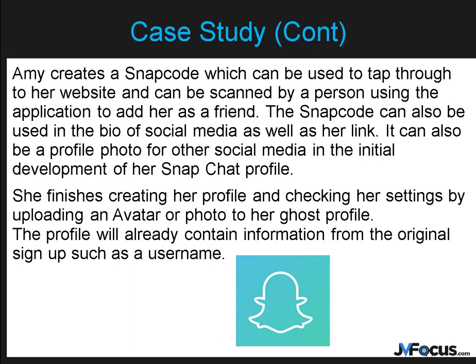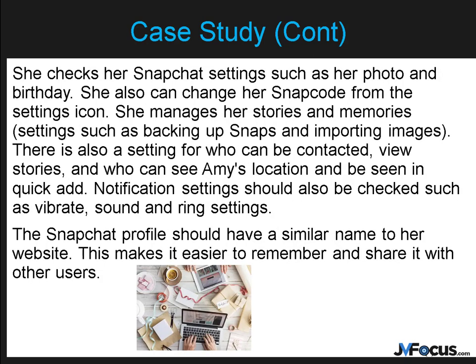She finishes creating her profile and checking her settings by uploading an avatar or photo to her ghost profile. The profile will already contain information from the original sign-up, such as a username. She checks her Snapchat settings such as her photo and birthday. She can change her snap code from the settings icon. She manages her stories and memories, settings such as backing up snaps and importing images. There is also a setting for who can contact her, view stories, and who can see Amy's location and be seen in Quick Add.